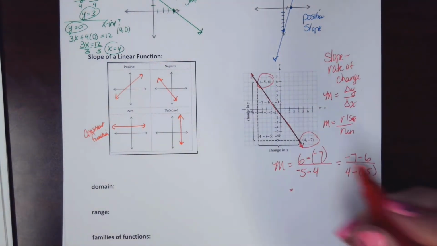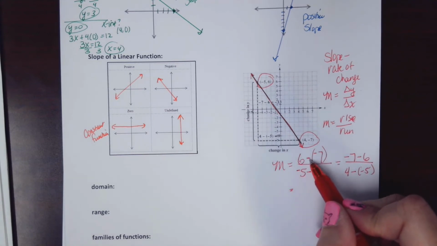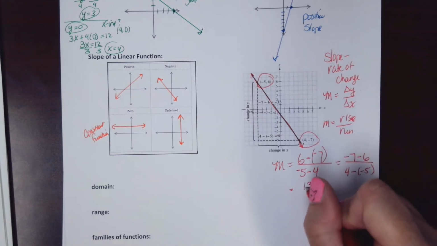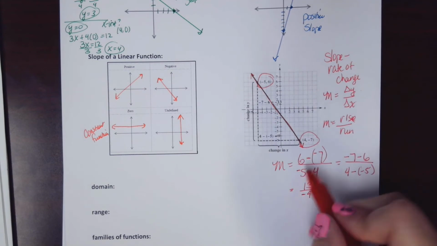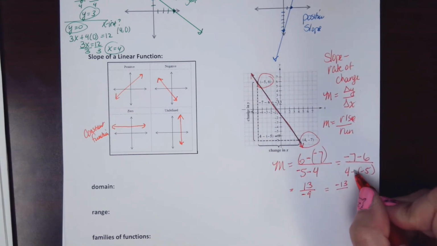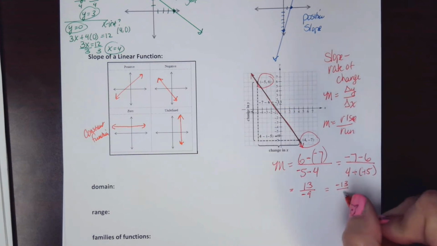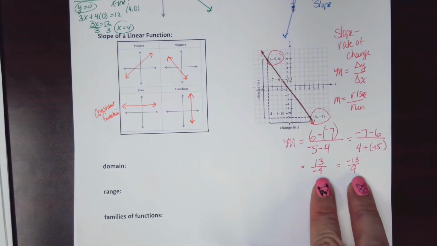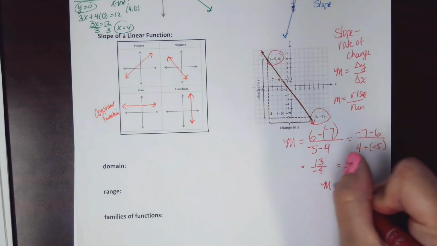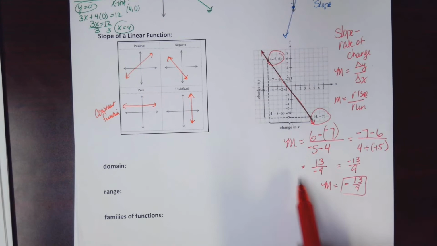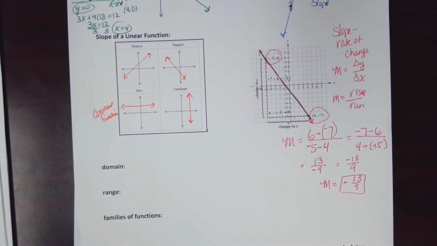Okay, so what's the slope of this line? Well, 6 minus negative 7. If I'm subtracting a negative, I add the opposite. That becomes 6 plus 7. That's a positive 13 over a negative 9. Negative 5 and negative 4 is negative 9. Or negative 7 minus 6 is a negative 13 over 4. Subtract a negative, add the opposite. That becomes a positive 9. Now, when I do division, if one is positive and one is negative, the result is negative. So my slope for this line is a negative 13/9. I can put the negative sign in front of the fraction bar, in front of the denominator, or in front of the numerator, and it means the same thing.